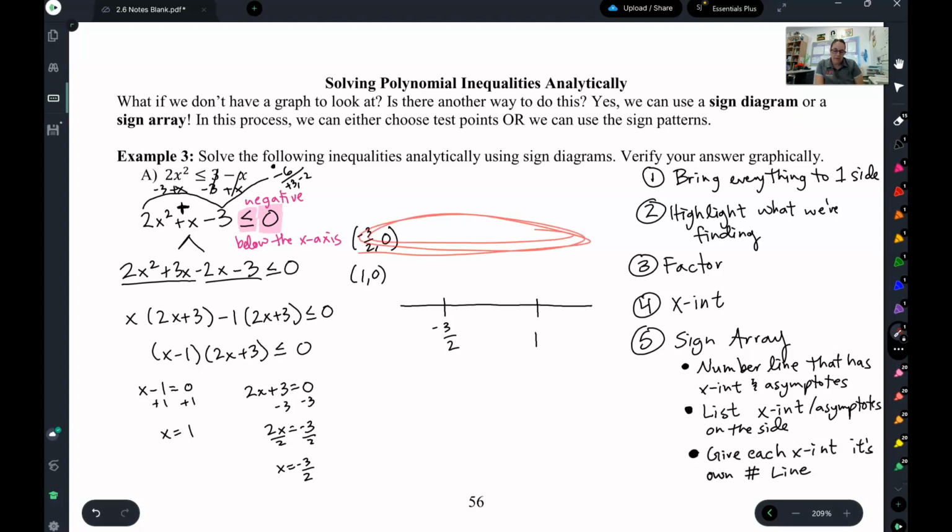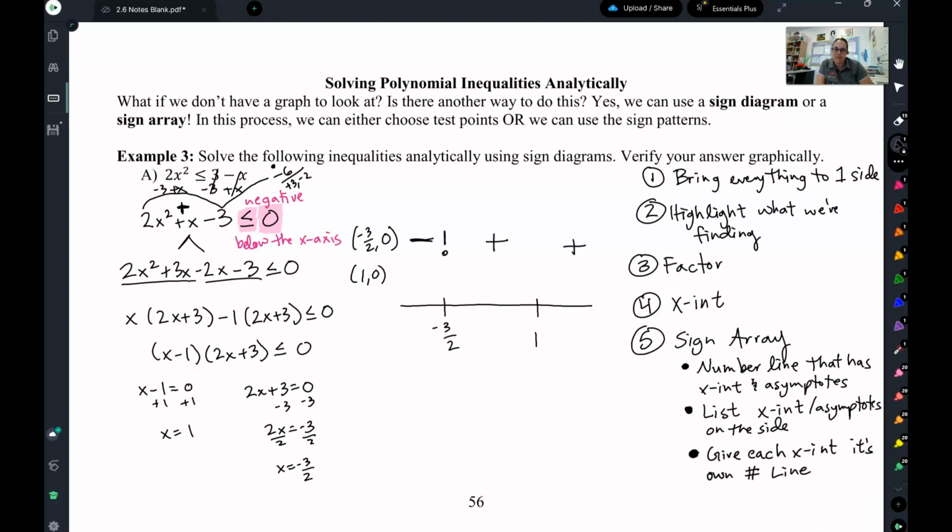So I'm going to take this 0 here, and I'm going to put my 0 over top of the x-intercept for that line. So this one was my negative 3/2 line, so I went above negative 3/2 and it got a 0. And now left of that 0 line are all going to be negatives. Right of that 0 line are all going to be positives.